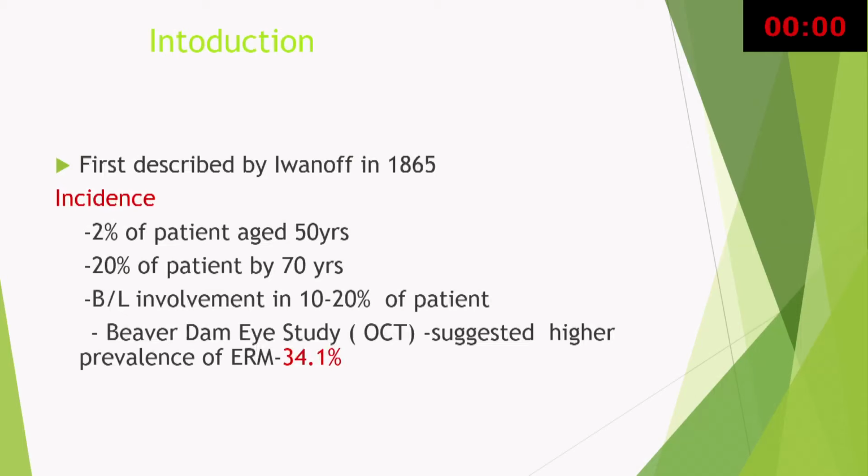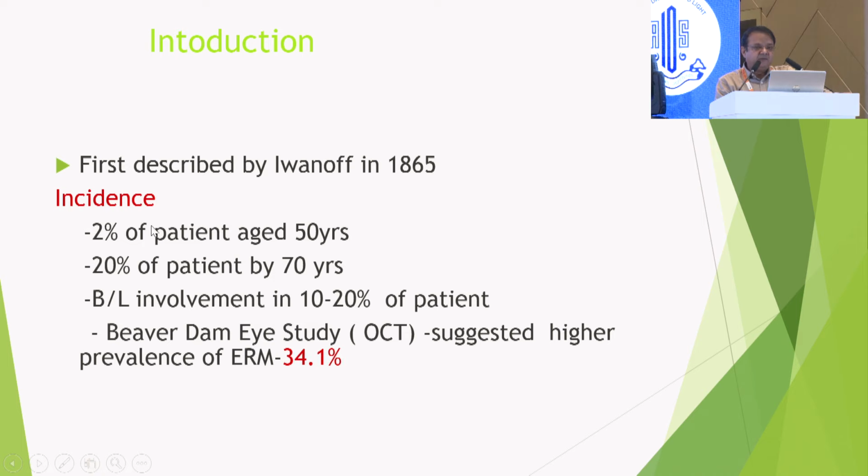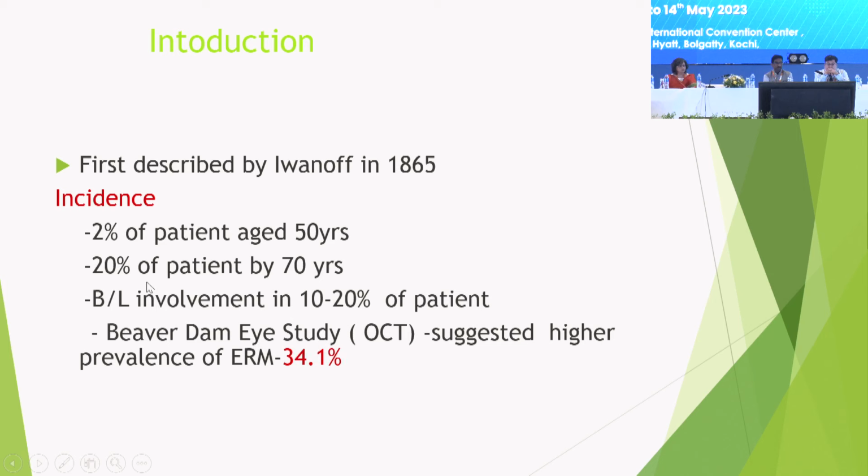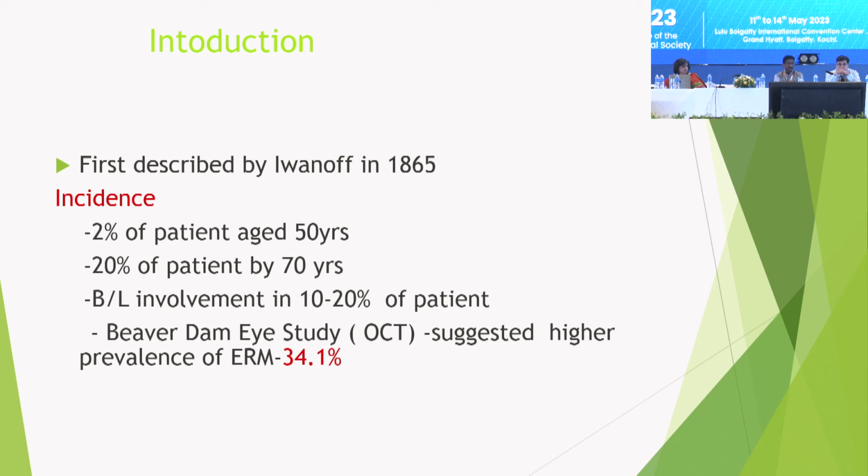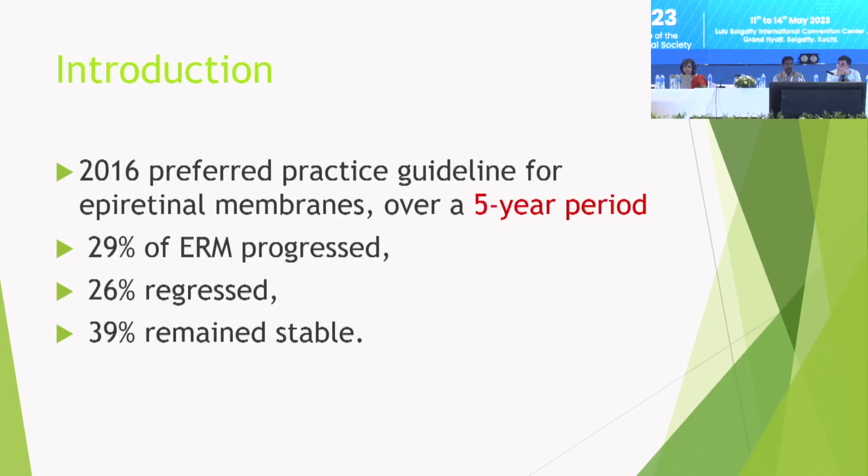It was first described by Vanoff in 1865. 2% of the patients above the age of 50 will have epiretinal membrane, and as the age increases, it becomes 20%. Bilateral involvement occurs in 10 to 20% of the patients. And the Beaver Dam study, which is an OCT-based study, suggested a higher prevalence of epiretinal membrane, in the range of 34.5%.